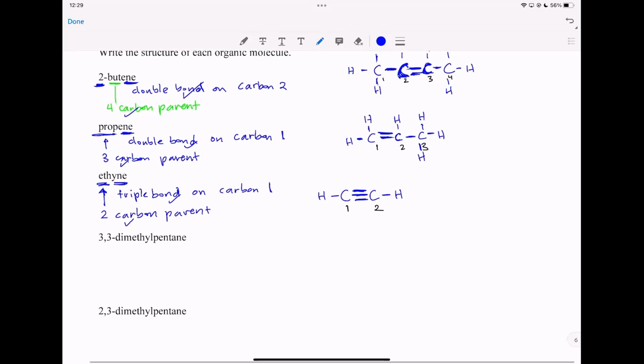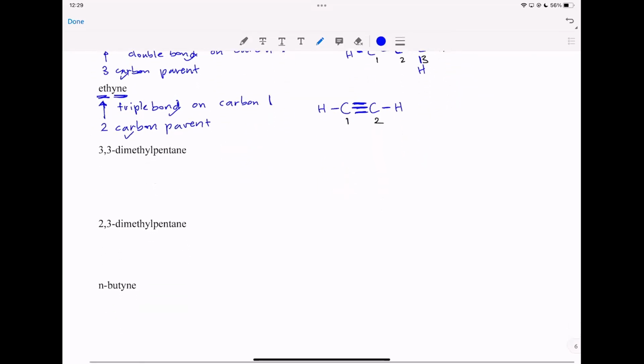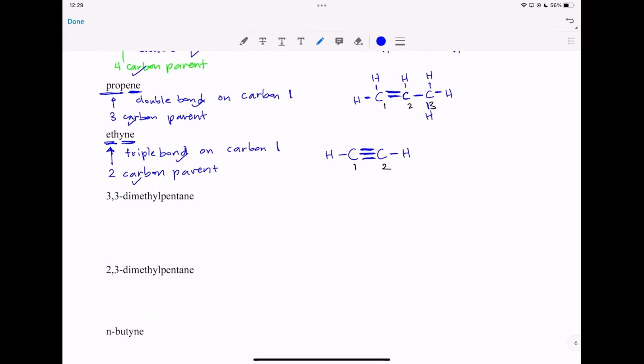Okay. So let's take a look at these last 3 here. Starting from the right, you have ANE, which is all single bonds. So that's what ANE means, all single bonds. And then pent is a 5-carbon parent with all single bonds.